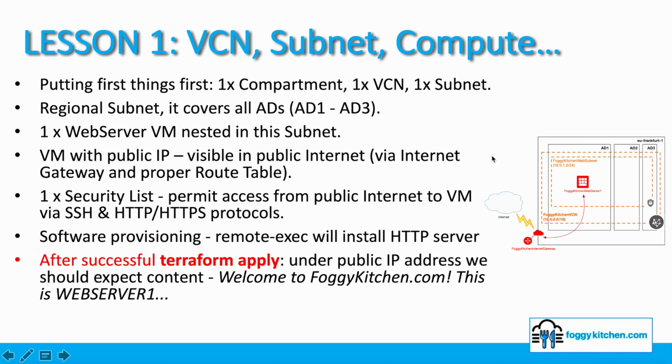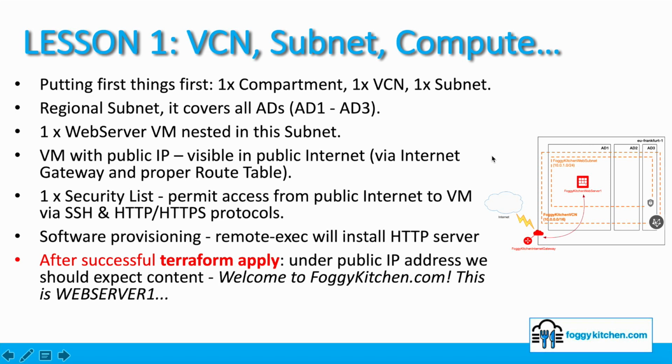Okay, let's decompose it. In this lesson, we'll create the simplest set of OCI resources, starting with one compartment, one VCN, one subnet in this VCN. The subnet will be regional, which means it will be covering all availability domains, AD1, AD2, and AD3. Inside this public subnet, we'll nest one VM for the purpose of a web server. Public subnet means that this VM will have a public IP associated. This VM will be exposed to the public internet via Internet Gateway and a proper route table.